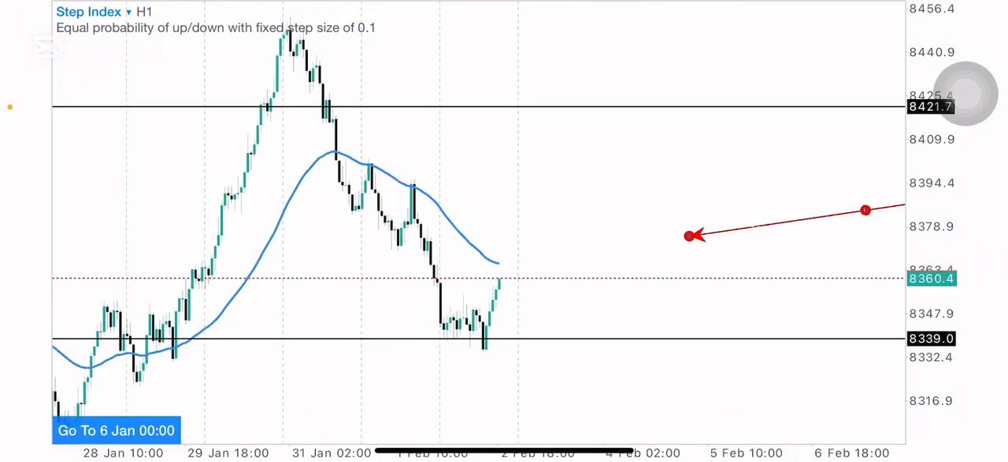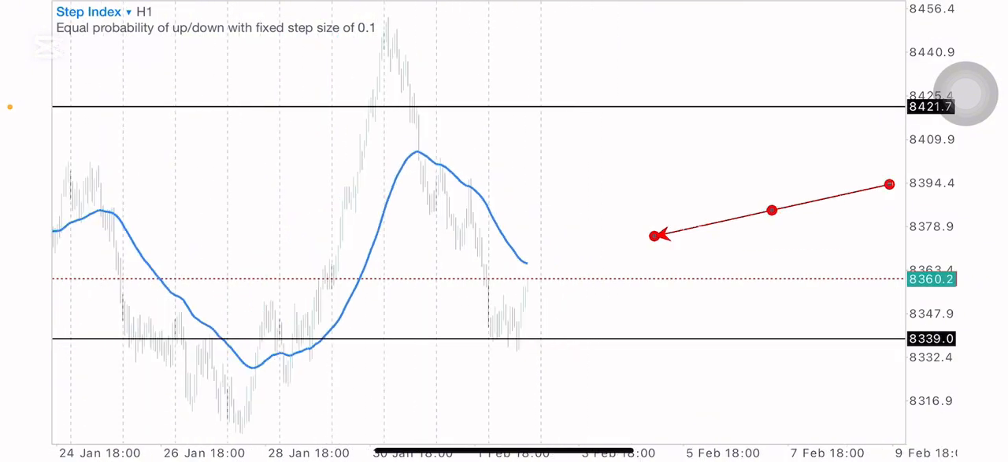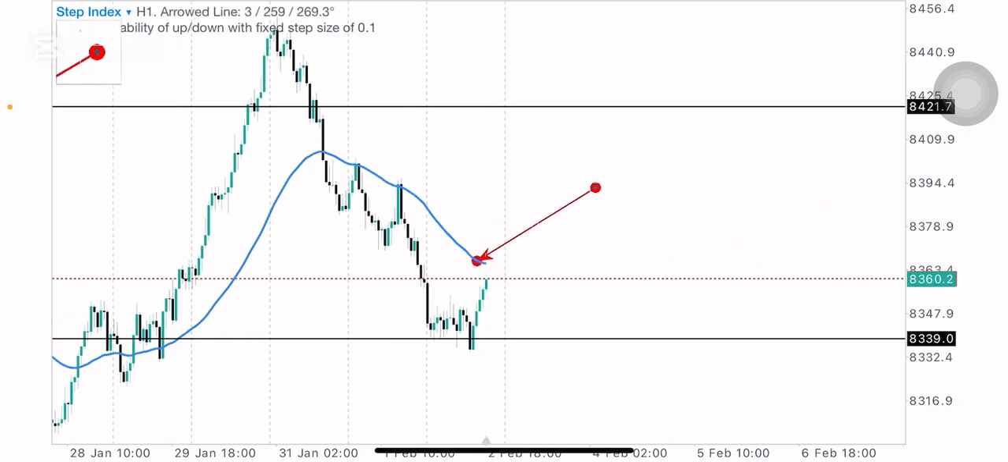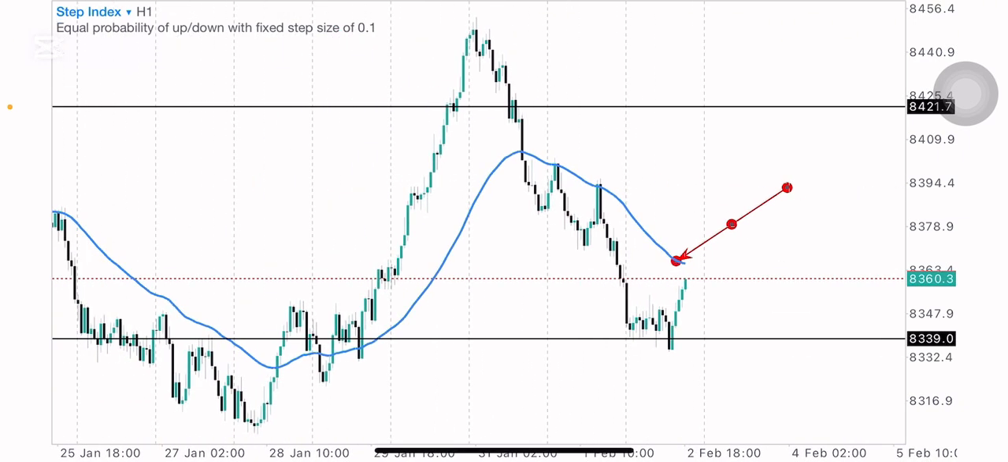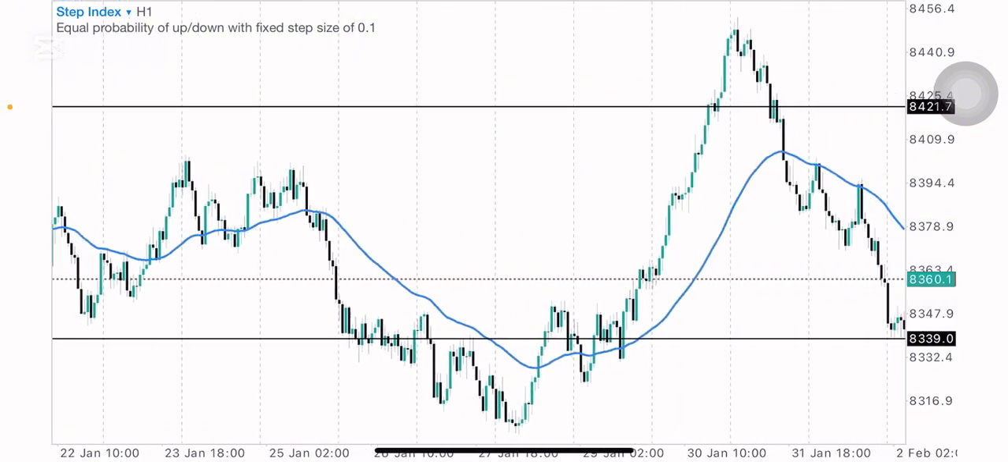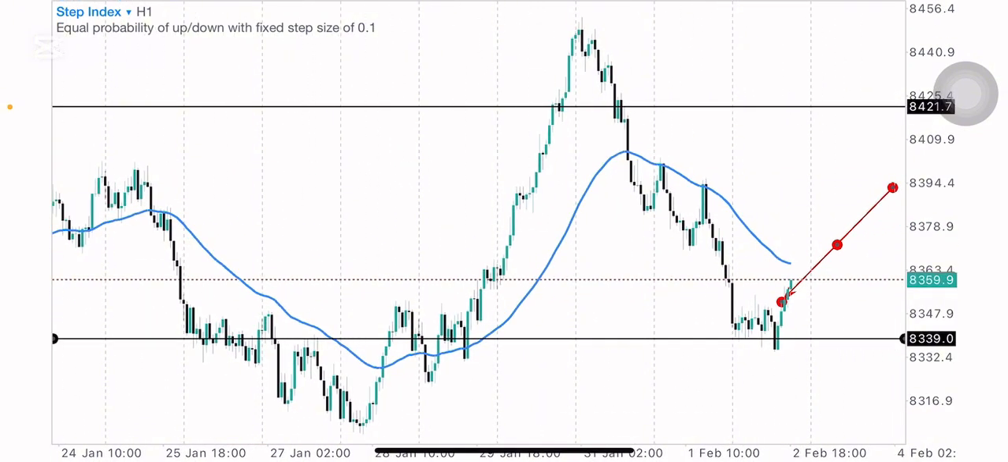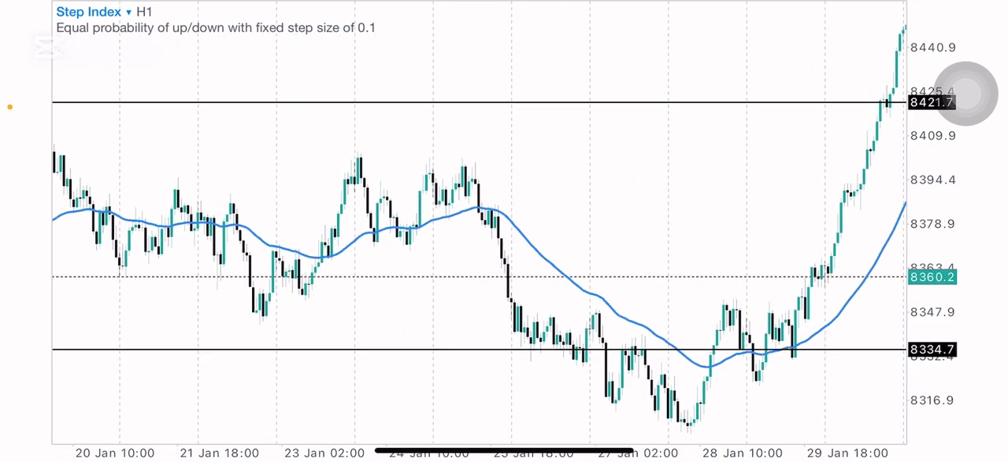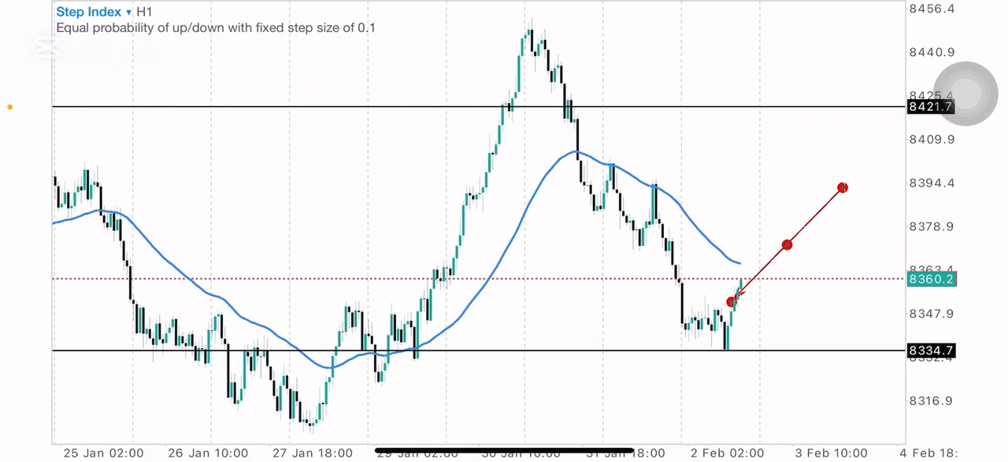Let's see H1. My goodness me. So this is it. There's no doubt about it. We are bullish on step index, no doubt about it. And there's nothing to even mark here again. There's nothing more to mark here. We are bullish on step index. I don't want to mark anything again.